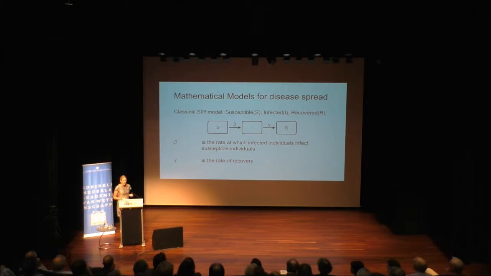And so this model only has two parameters. We have beta, which is the rate at which infected people infect susceptible people. So it's the rate at which people from the susceptible category move to the infected category. And then we have gamma, which is the rate of recovery, and it's the rate at which people from the infected category move to the recovered category.